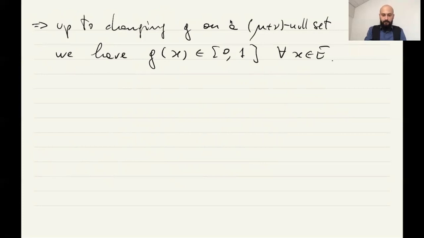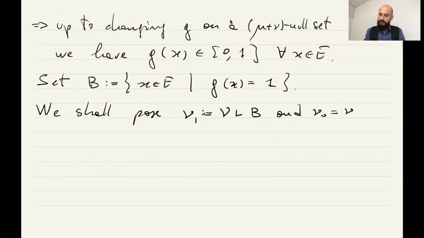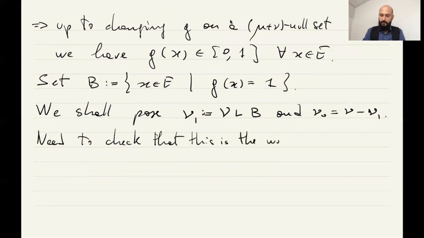All right, so now we are ready to define the decomposition. So we define B to be all those points in E for which g of x is equal to 1. And what we are going to do, we shall define nu 1 as nu restricted to B, and nu 0 is just what's left, nu minus nu 1. Okay, so we need to check that this is the wanted decomposition.